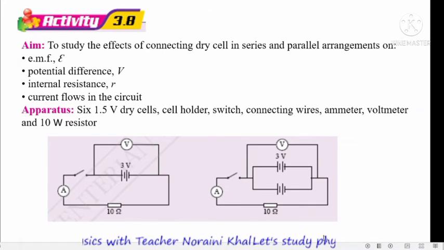Okay, so activity 3.8, to study the effects of connecting dry cells in series and parallel arrangement. So we have EMF E, potential difference V, internal resistance R, and current flowing in the circuit. We have six 1.5 volt dry cells, a cell holder, switch, connecting wires, ammeter, voltmeter, and an ohmic resistor. So we have this circuit. First one, 2 batteries connected in series. The second circuit, we have 4 batteries above here in series, and then there is a parallel part.